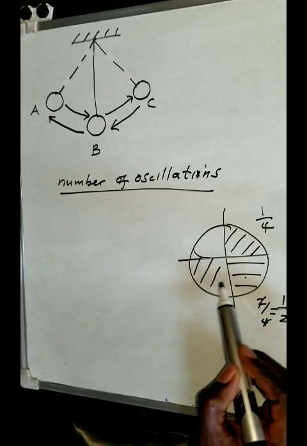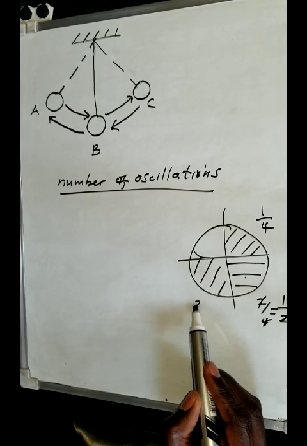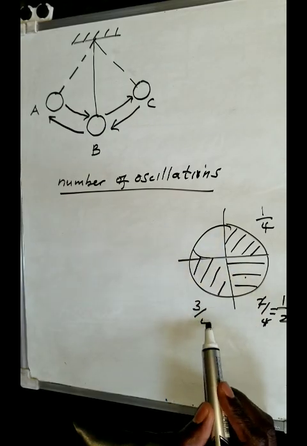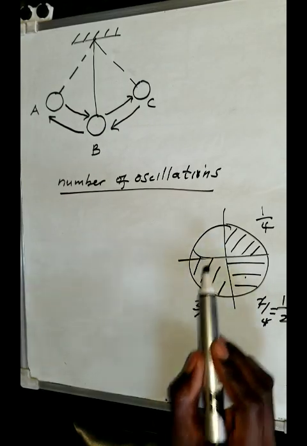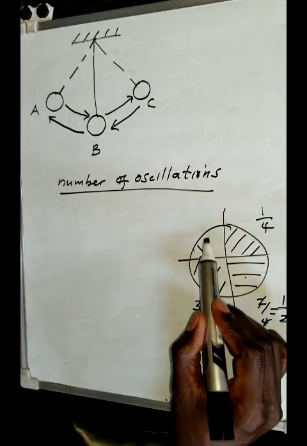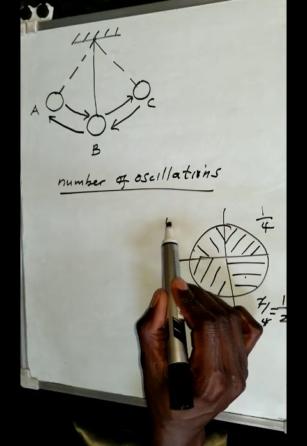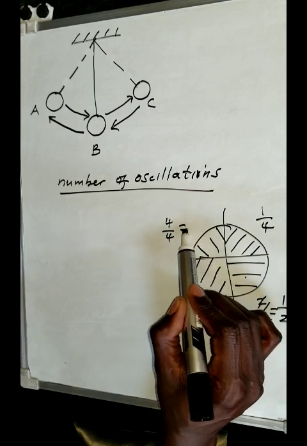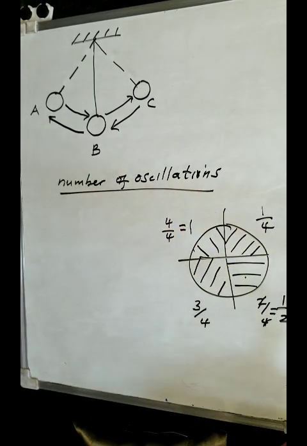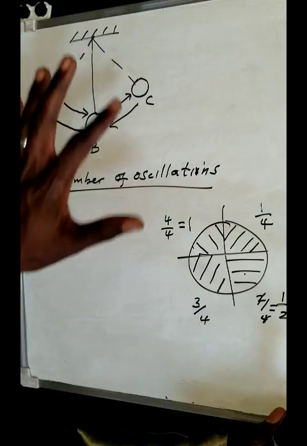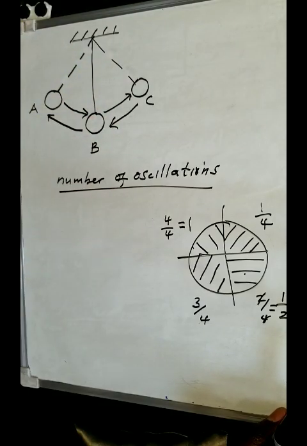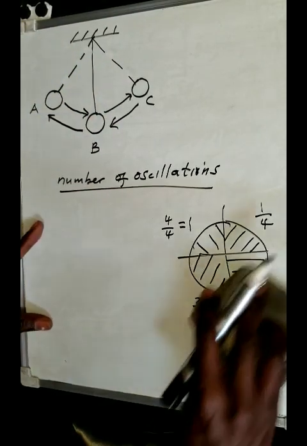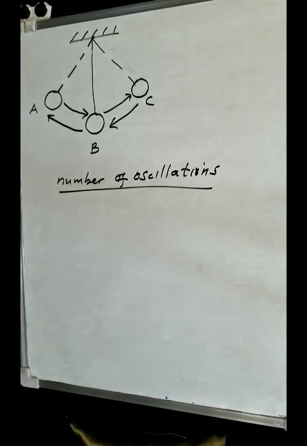If I include again this one, how many have been shaded? It will be 3 over the total, which is 4. That's 3/4. If I was now to shade everything, it simply means there are 4 shaded out of 4, but 4 divided by 4 will give you a 1. And this concept is similar to what happens when it comes to a simple pendulum. Let me show you how easy this is.